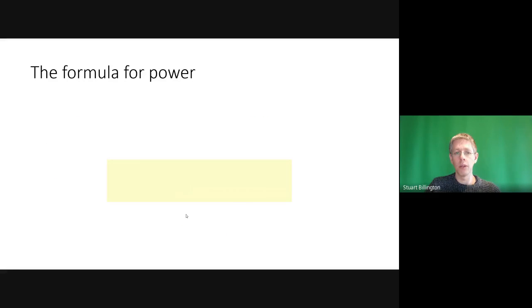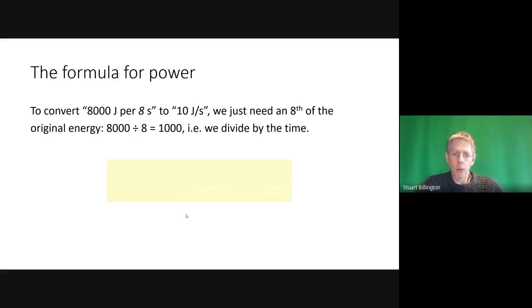Okay, so similar to, again, what we did for potential difference and current, how did we turn 8,000 per 8 seconds into 1,000 per 1 second? Oops, typo on the slide there. That should be 1,000, not 10. So we just need an eighth of the 8 seconds worth of energy. We're going to assume that the 8,000 joules were delivered evenly across the 8 seconds. So if there were 8,000 joules in 8 seconds, then there was an eighth of 8,000 joules in each of those 8 seconds. So we're just going to divide by 8.